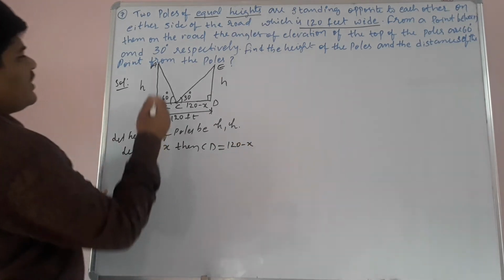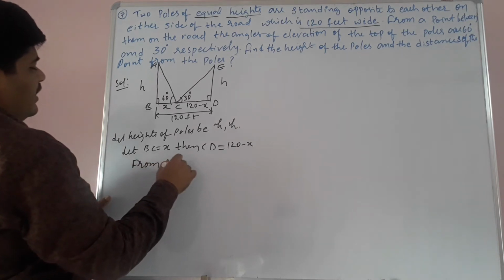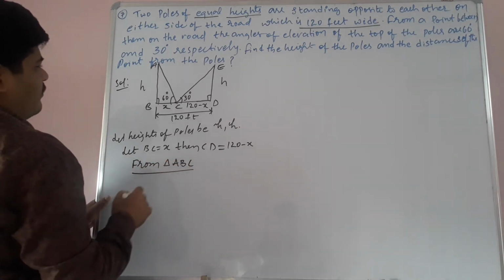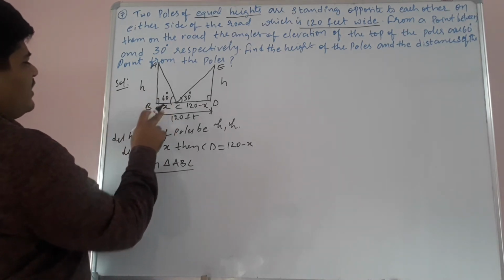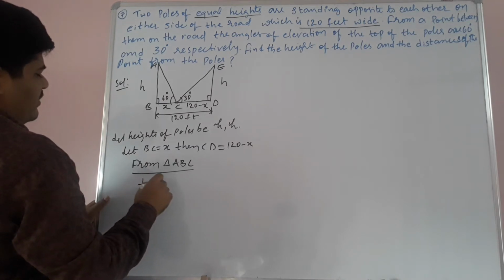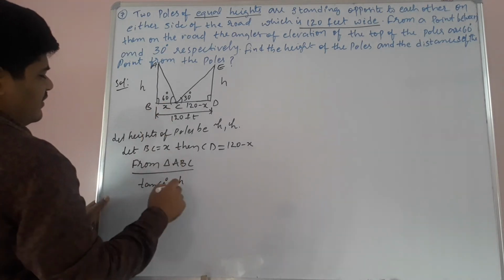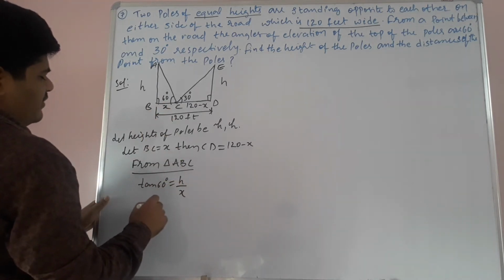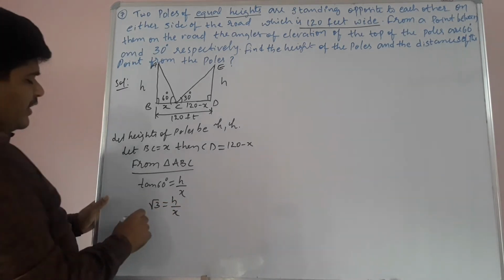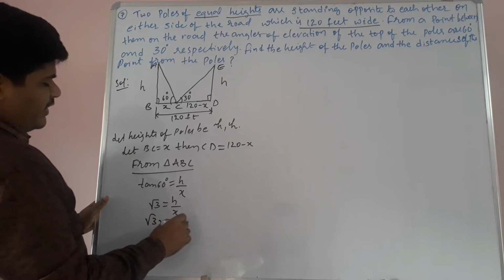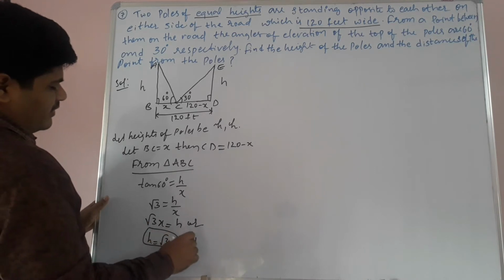So now, children, we have to take the triangles. Now from triangle ABC, children, with respect to 60 degrees, the opposite side is there, the adjacent side is there. So tan 60 degrees is equal to opposite side h, adjacent side x, h by x. What is the value of tan 60? Root 3. That is equal to h by x. And x goes to the other side, becoming multiplication, right? So we can write root 3 x is equal to h, or h is equal to root 3 x. I am taking this as equation 1.